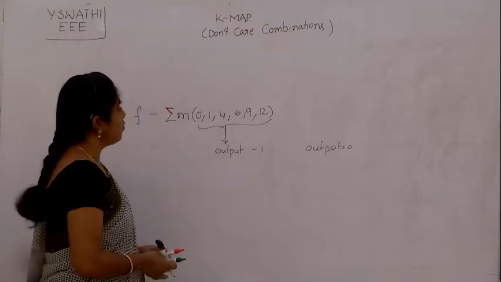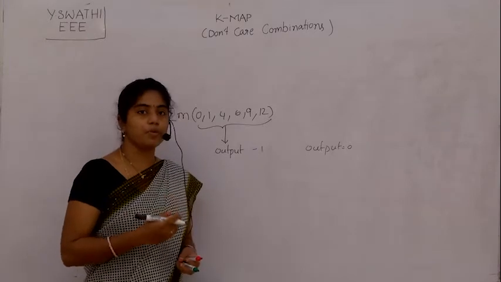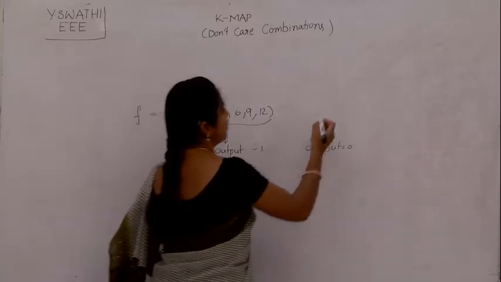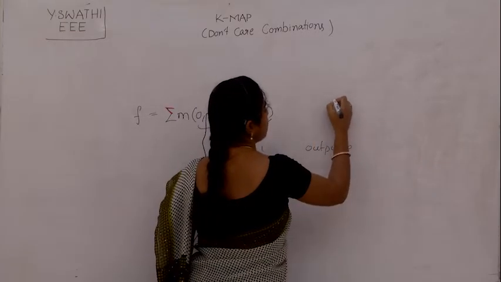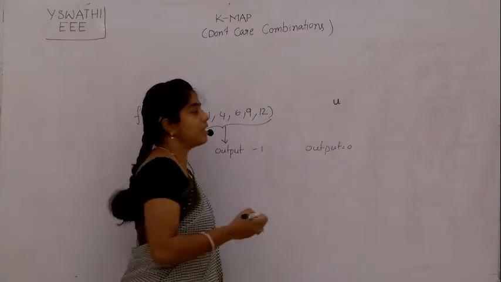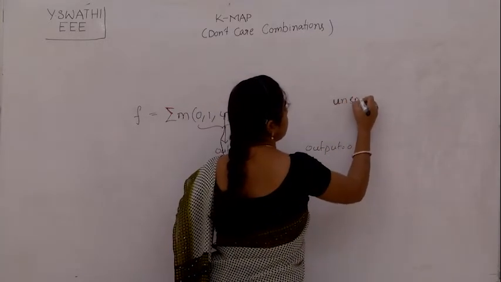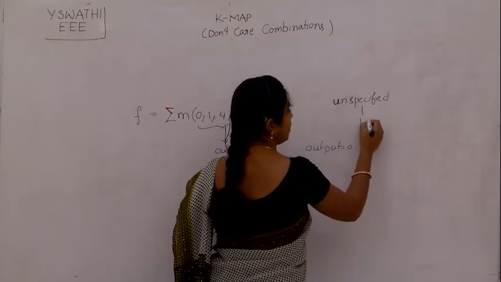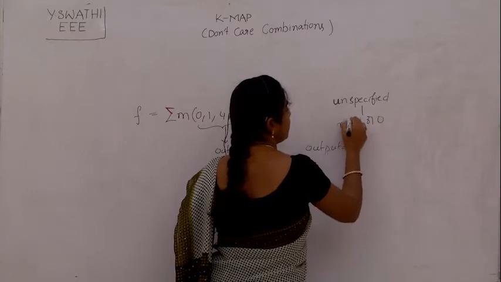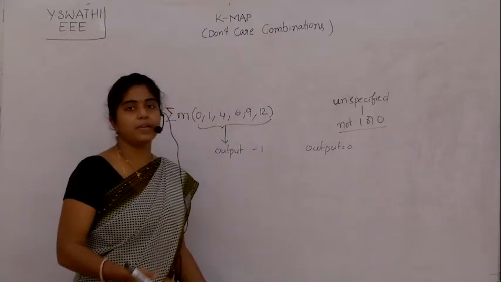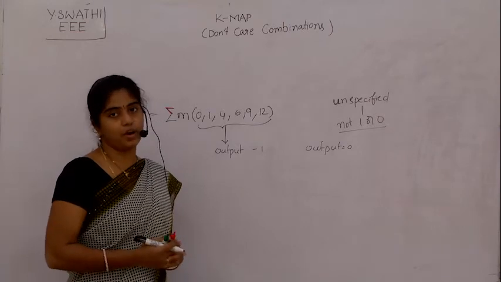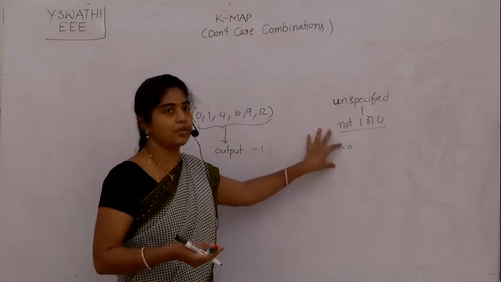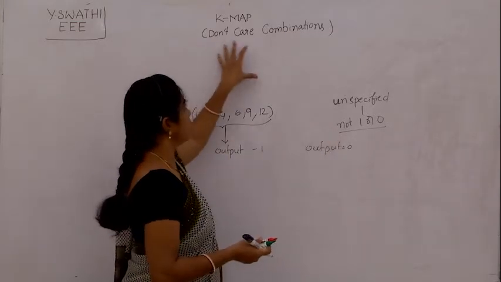But now for certain combinations of input the output might not be 0 or 1. It is unspecified. You can say some input combinations can be unspecified. That means it's not specifically 1 or 0. It can be 1 or 0, depending upon the combination. I'll give an example first and then I'll go on to define what a don't care combination is.